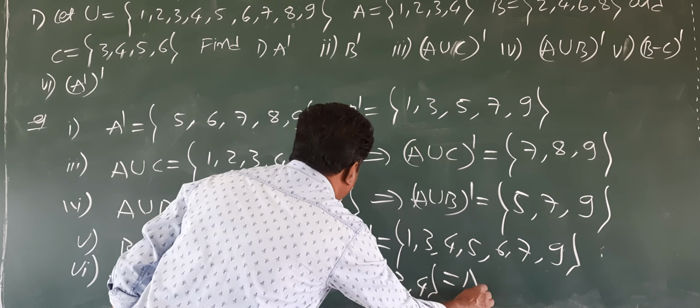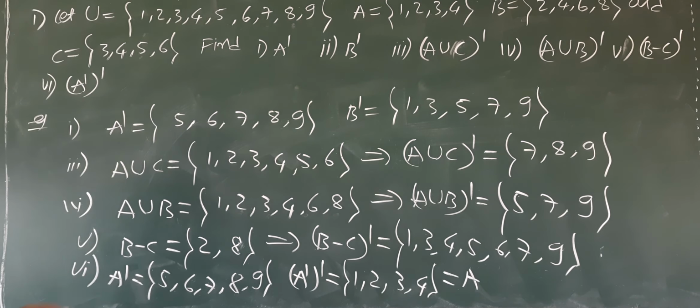This is nothing but A only. It is nothing but A only. So that's why we write (A')' is always A. Is always A.